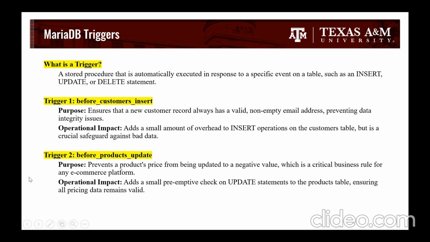Another one is before products update. The purpose is to prevent a product price from being updated to a negative value, which is a critical business rule for any e-commerce platform. We know that price can't be negative, and that is a basic common thing. That is the trigger I implemented in the second example, so we can't enter any negative values. The operational impact is a small preemptive check on update statements to the products table, ensuring all pricing data remains valid. We check whether any product is getting updated with negative values. That is the second trigger which I have made.